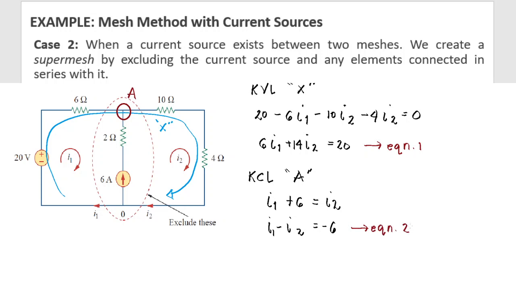Using your calculator, you will get I1 is negative 3.2 amperes and I2 is 2.8 amperes. Now, if you are to solve for some unknowns, at least you now have the values of the loop currents I1 and I2. So that's it for Maxwell's mesh method.